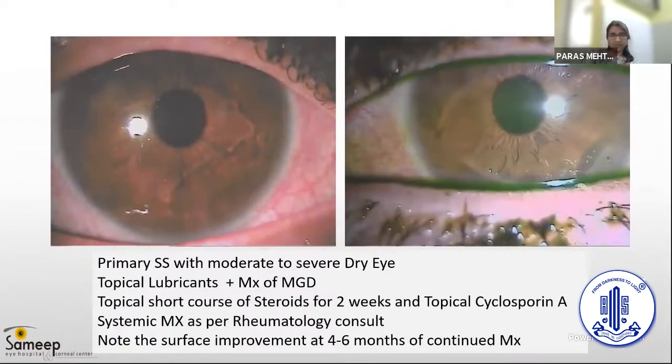This was a case of, on investigation, it turned out to be a primary Sjogren's syndrome case with a moderate to severe dry eye. He or she was treated with topical lubricants, management of meibomian gland dysfunction, a topical short course of steroids for 2 weeks, along with topical cyclosporine A for long term, and systemic management as well with a rheumatology consult. And you can see that there is a significant improvement in the corneal surfaces compared to the previous slide at 4 to 6 months of continuation of the treatment.